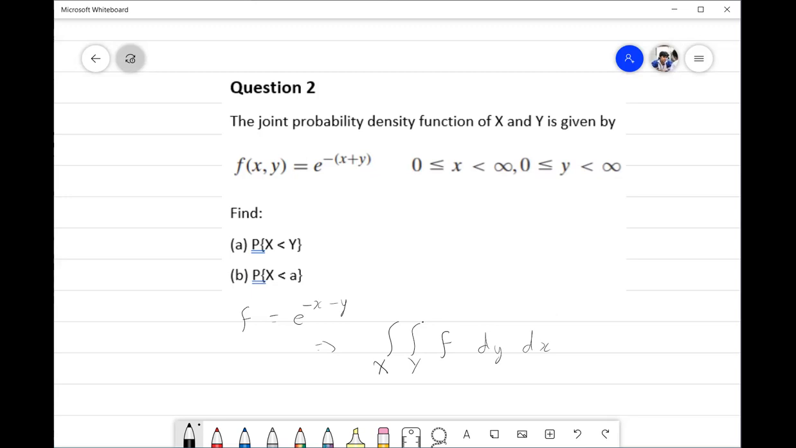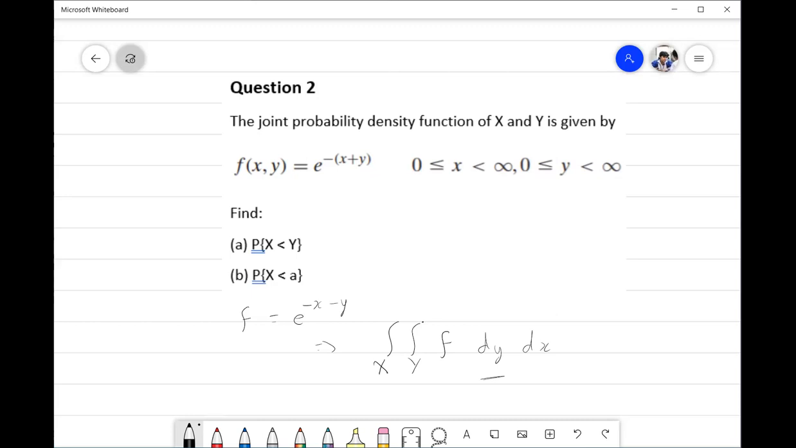Now what I'm more comfortable with is the fact that because I have y here first, the first thing that I have to integrate out is y. So I prefer dealing with all of these cases with respect to y. Now, I know for a fact that whatever value of x I have to use, it has to be lesser than y.